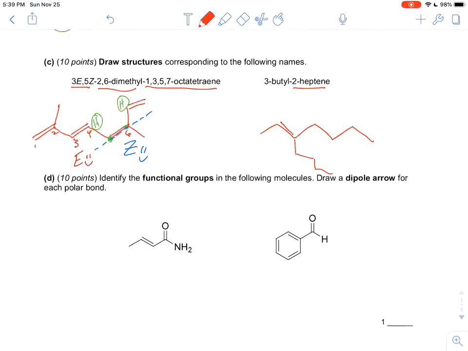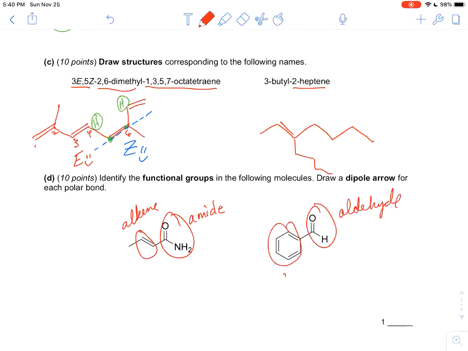Last problem on this page is to find the functional groups and draw dipole arrows for each bond. We have very specifically an amide group. This is not a ketone, it's not an amine, it's its very own thing, it's an amide. This one here, carbon-carbon double bond, is an alkene. Over here, we have a carbonyl with a hydrogen on one side. This is definitely an aldehyde. And then finally, this is not an aromatic group. That's too general. It's not a benzene ring, even though technically it is. The functional group name is arene. So those are the functional groups.